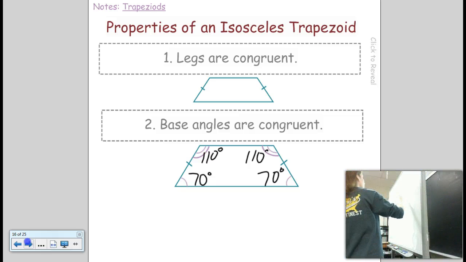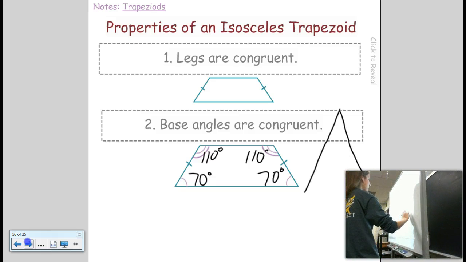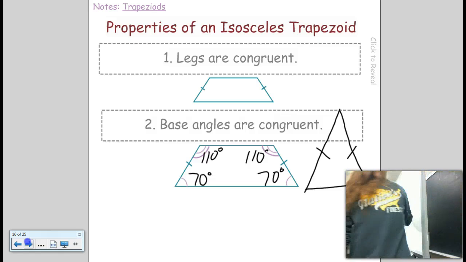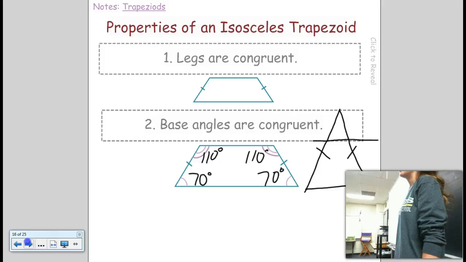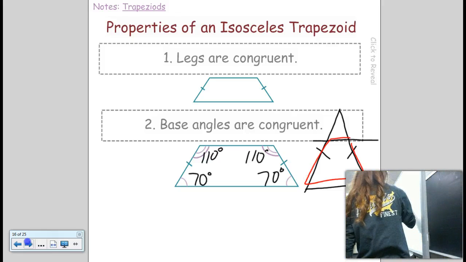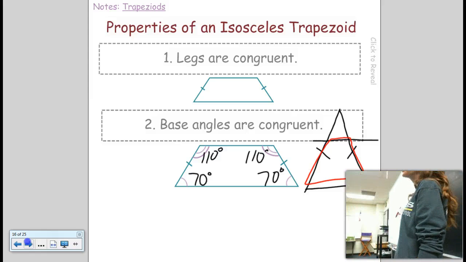Guys, I want you to realize real quick, an isosceles trapezoid is just like an isosceles triangle with its head cut off. If you take an isosceles triangle and you cut the top off, you get an isosceles trapezoid. So it's going to work just like an isosceles triangle with the top cut off.